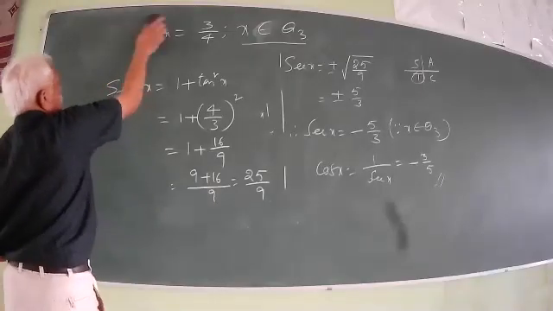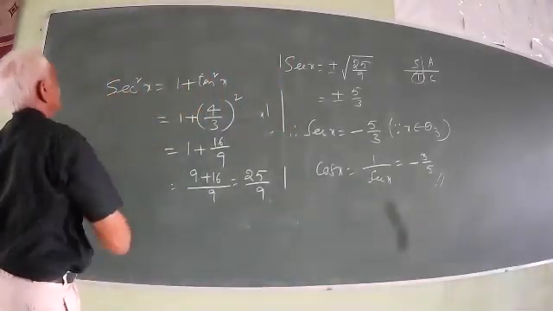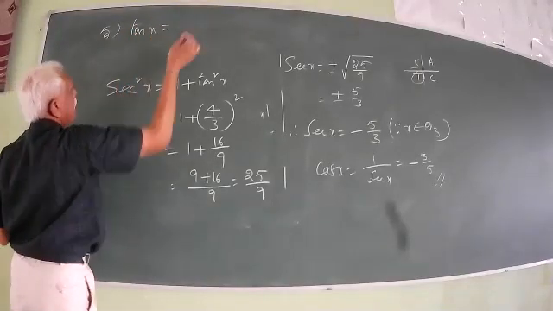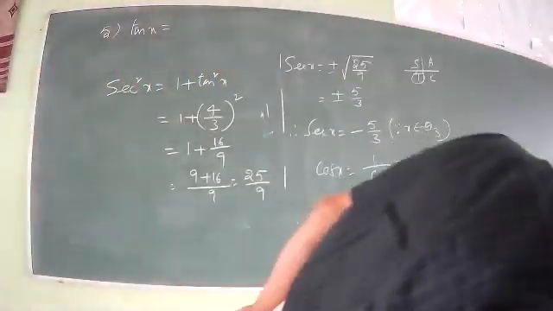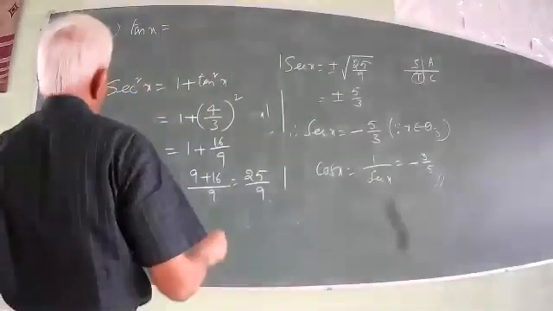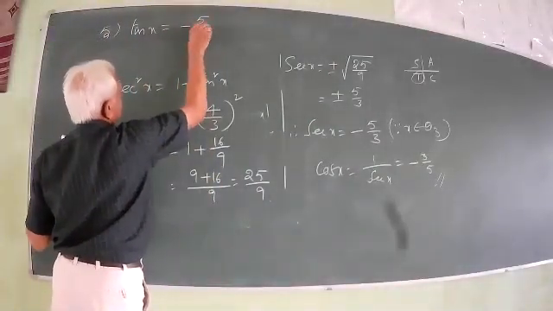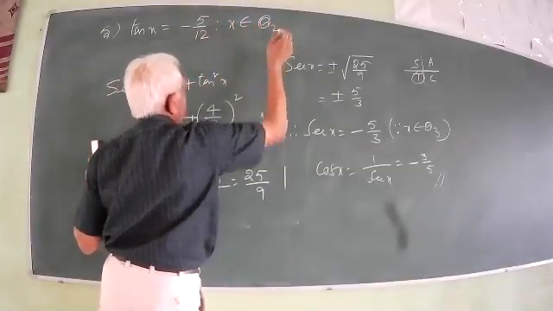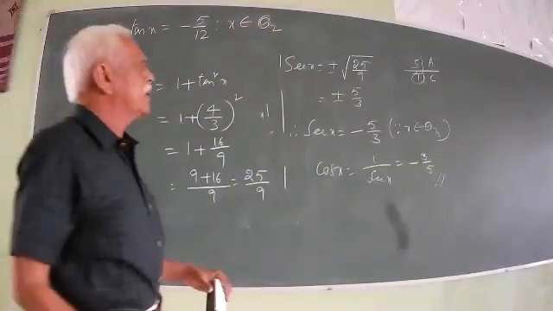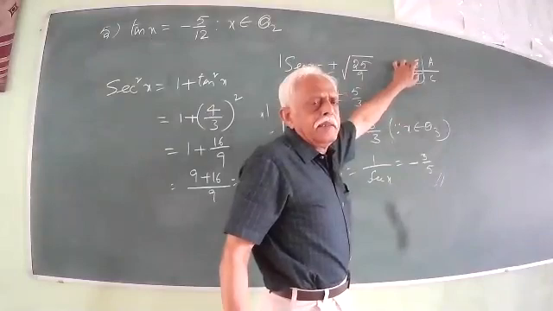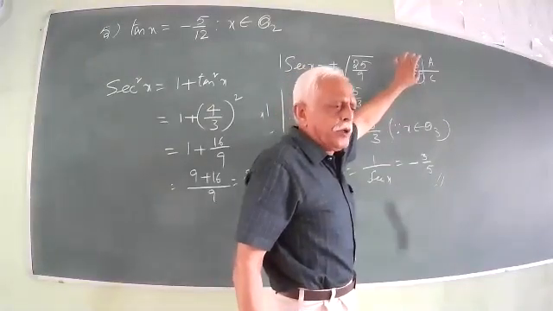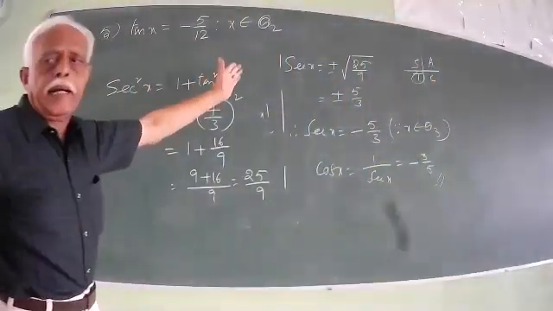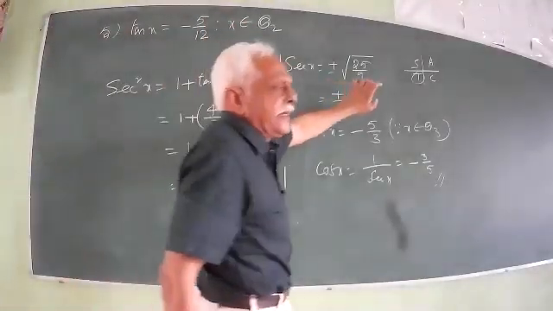Problem number 5. Tan x is equal to minus 5 by 12, and x belongs to Q2. Because in the second quadrant sine is positive, meaning sine and its reciprocal are positive, all other ratios are negative. That's why tan is going with a negative sign. That is very, very important. ASTC rule.